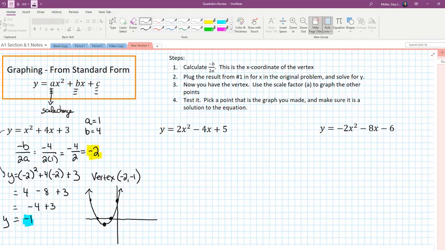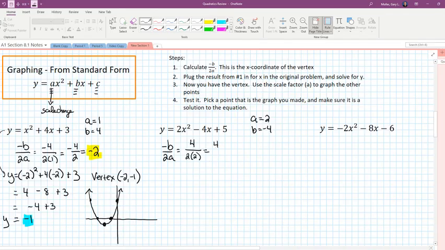All right, next one. Negative b divided by 2a. A is 2. B is negative 4. We don't care about c for this problem. Negative b, again, also means the opposite of b. So negative 4 would be a positive 4 over 2 times 2. So we have 4 divided by 4, which is 1. So the x coordinate of the vertex is 1.